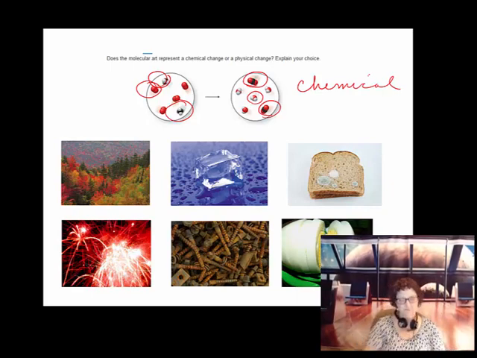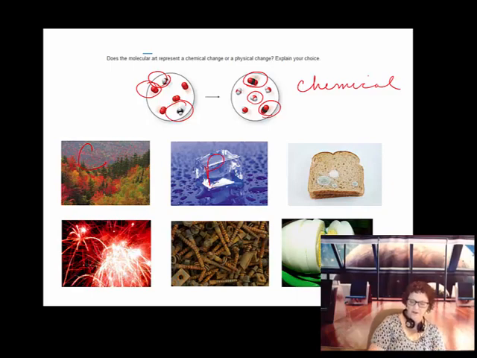When you have the trees changing color, is that a physical change or a chemical change? The color change is physical, but there's a chemical change going on in those leaves that causes them to change color. So that was, we said, a chemical change. What about an ice cube melting?